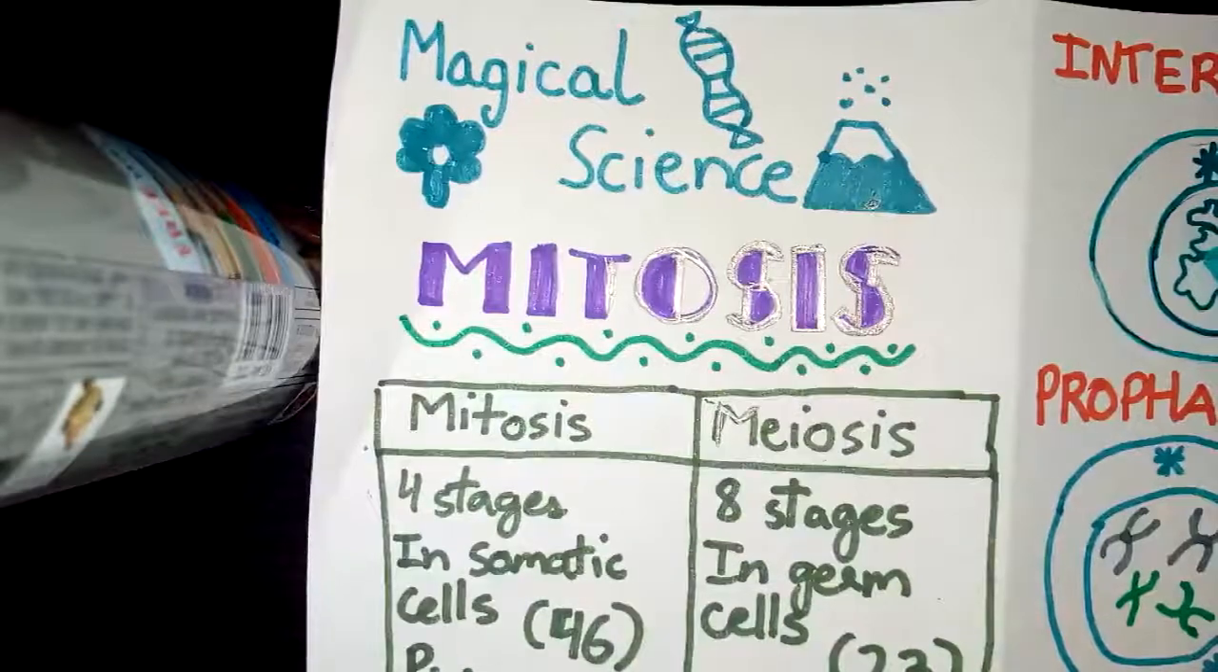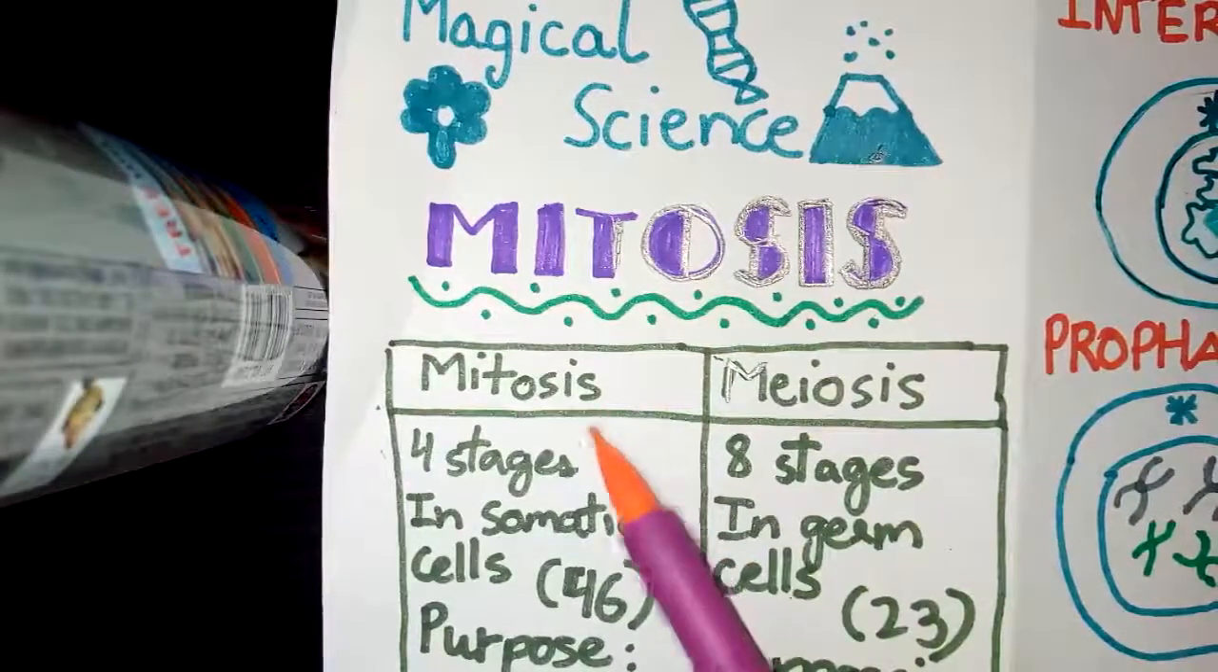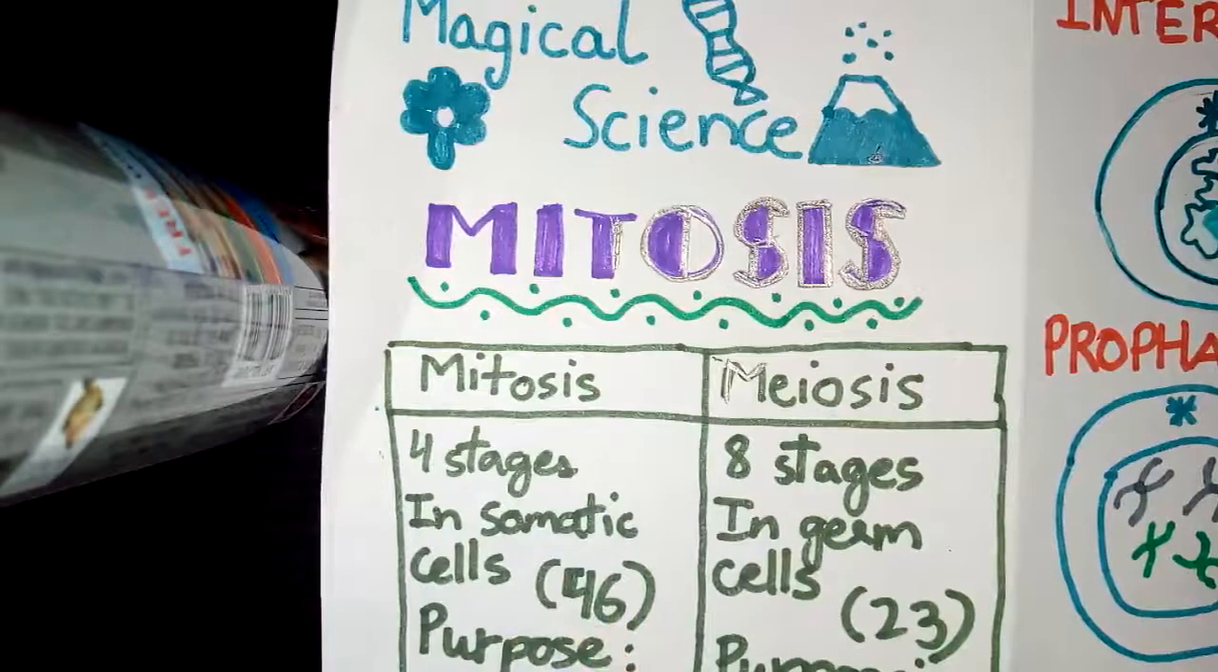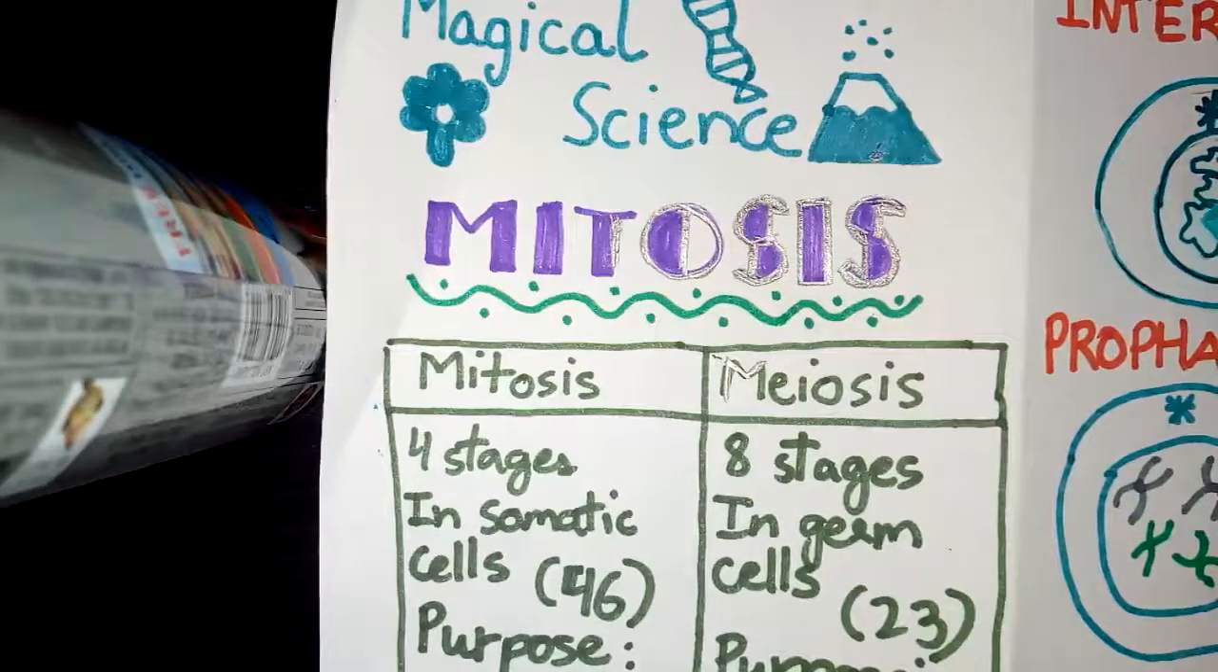Now let's talk about the place where all of these occur. Mitosis occurs in somatic cells, which have 46 chromosomes. And meiosis occurs in germ cells, which have 23 chromosomes, so that they can link together with the different germ cells from the different gender.